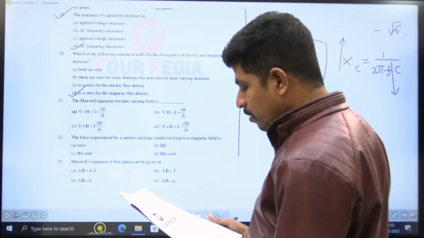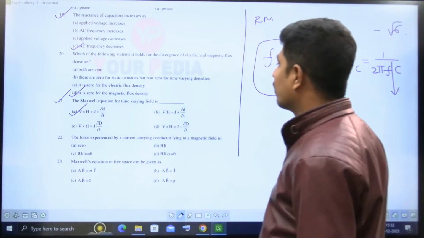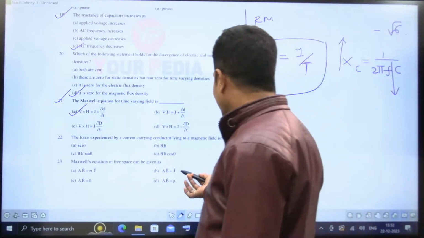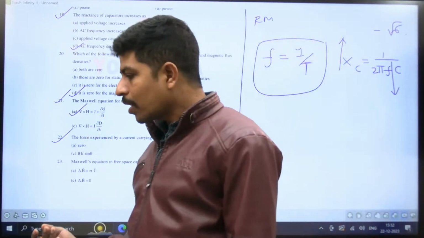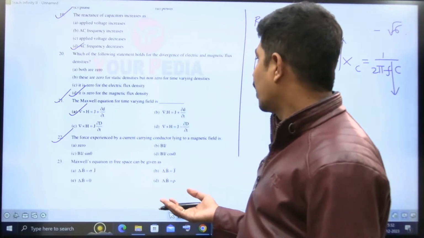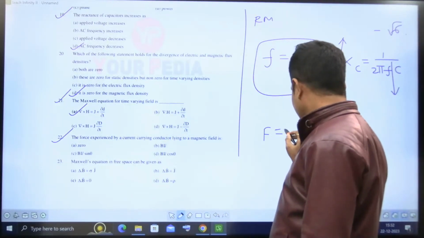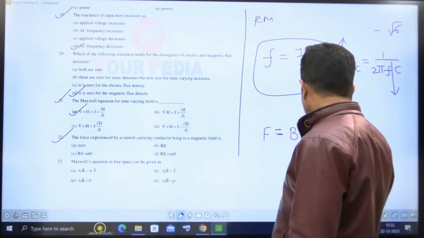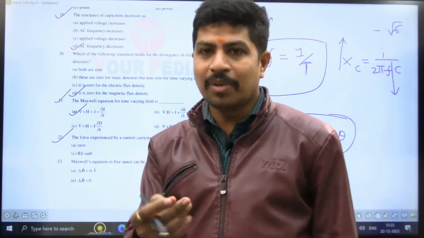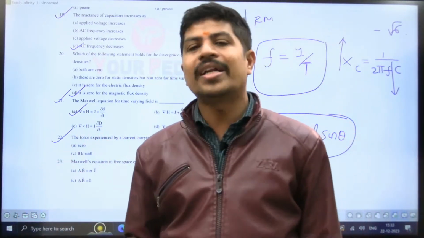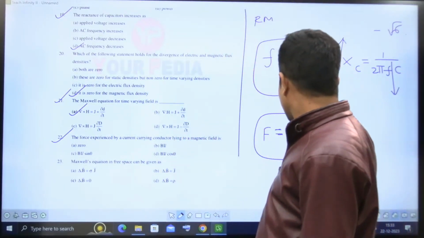Question number 21. What is question number 21? The Maxwell equation for a time varying field is directly option A. The force experienced by a conductor lying in a magnetic field is, you know, this question is from intermediate, not from BTech. The force developed in a magnetic field by a current-carrying conductor is B into I into L into sin theta. In my childhood, I studied it as Bill sin theta, the term most of us use, but it is BIL sin theta, where B is the magnetic flux density, I is the current, and L is the active length of the conductor. What does active length of the conductor mean?